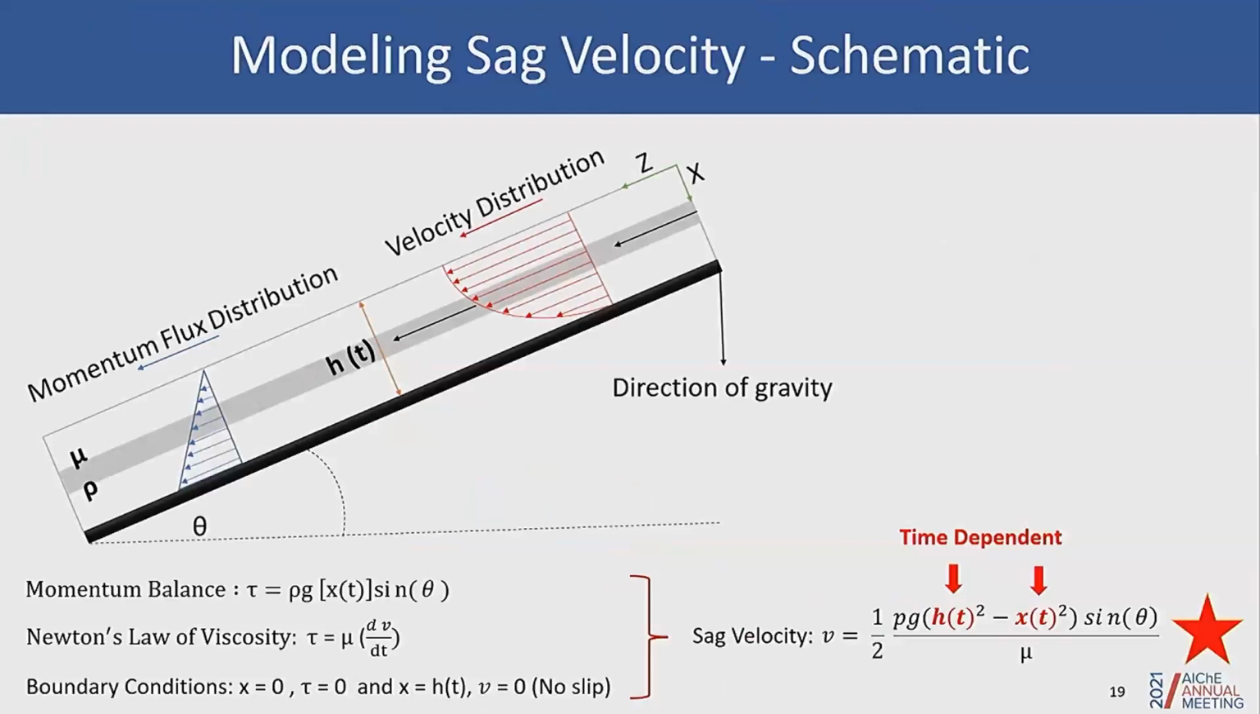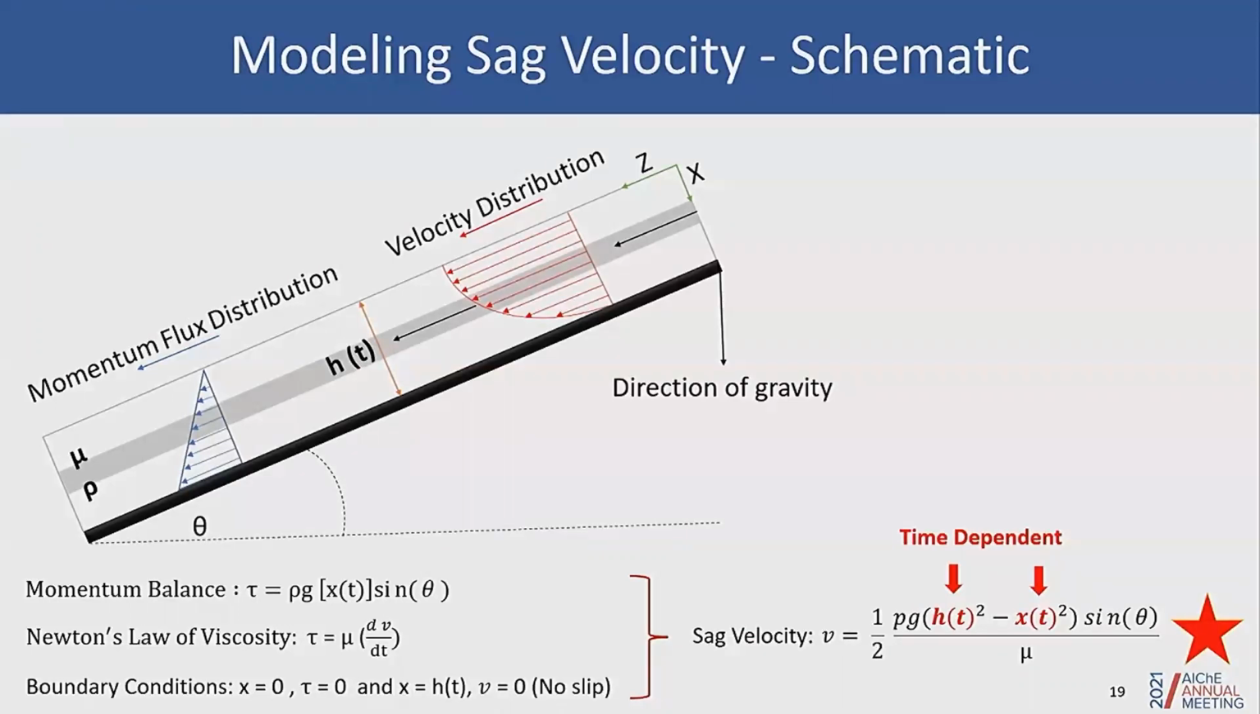So the next thing we did was then model our data, and for that, we conducted a good old momentum balance, assuming Newton's law of viscosity, and choosing appropriate boundary conditions, such as at x equal to 0, we have 0 shear, and at x equal to HT, which is the film thickness, at the solid-liquid interface, we have maximum shear or 0 velocity due to the no-slip assumption.